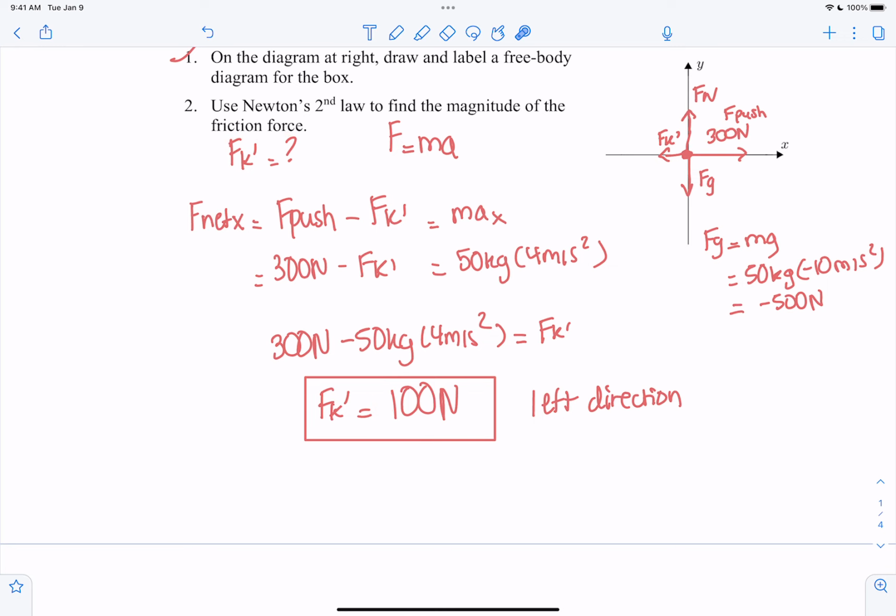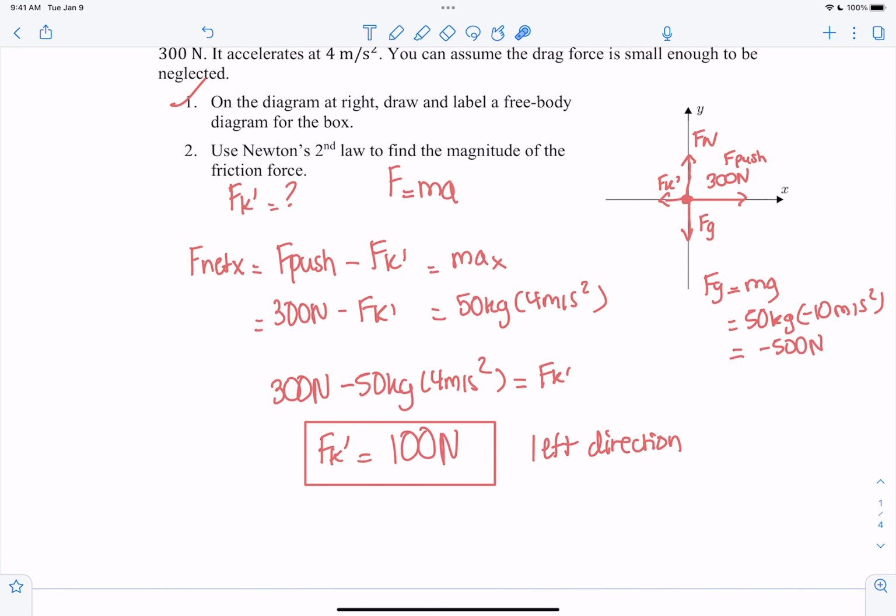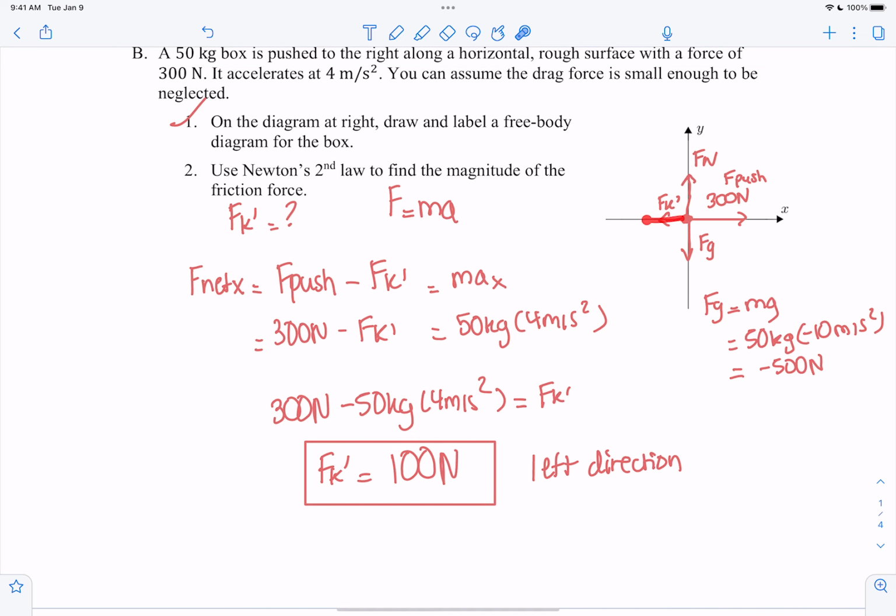And so yeah, the net force, not the net force, my bad. The FK prime here is 100 newtons. Now, don't confuse this with the F net x, because F net x is equal to MAX, and we already figured that out to be 50 kilograms times 4 meters per second squared. The net force would be 200 newtons, which makes sense because if there's 100 newtons pushing to the left and 300 pushing to the right, 300 minus the 100 here should give us a positive net 200 newton force.